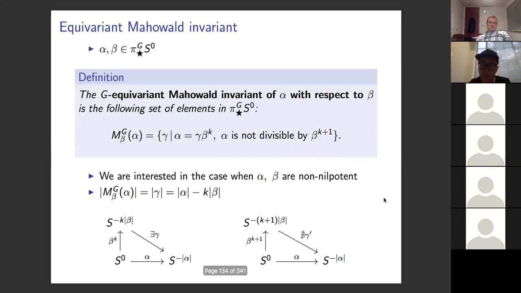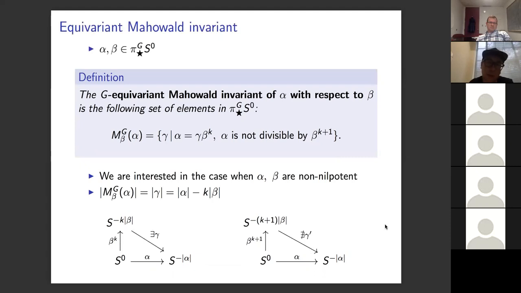So this condition basically asks for the following two diagrams. Alpha is divisible by beta to the k, so there exists a gamma that fits into this commutative diagram, but you cannot divide it even further. There does not exist any gamma prime which makes the right-hand side diagram commute. Okay.